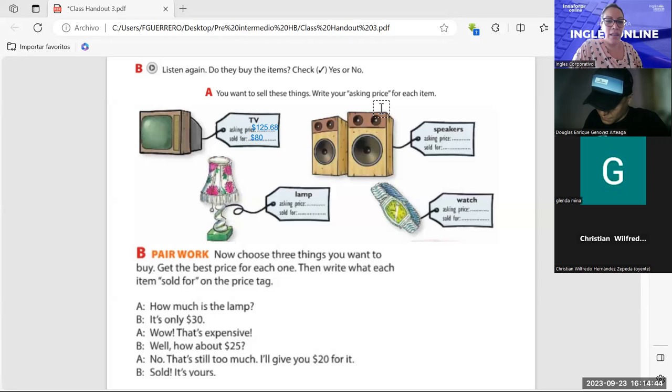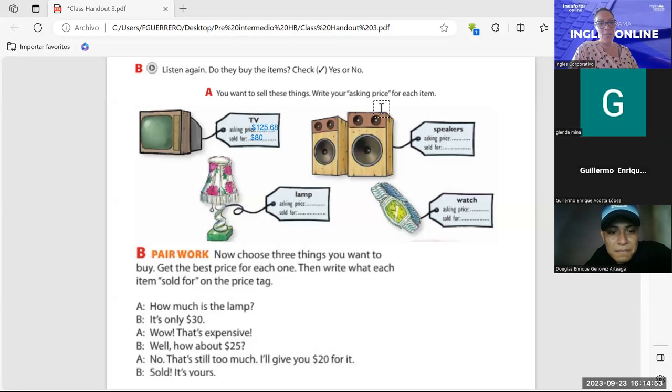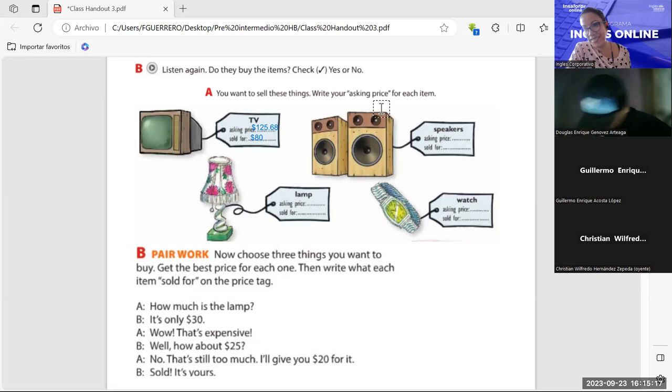Let's see, we have Guillermo and Douglas. Are you ready, Guillermo and Douglas? Okay, Guillermo, you want to purchase from Douglas? Perfect. How much is the lamp? No, quiero ver con cuál le vamos a dar. Con cualquiera. Vaya, ok. Entonces, con la lámpara está muy fácil. Te lo voy a vender. Dele. Bueno, vamos pues. How much is the lamp?